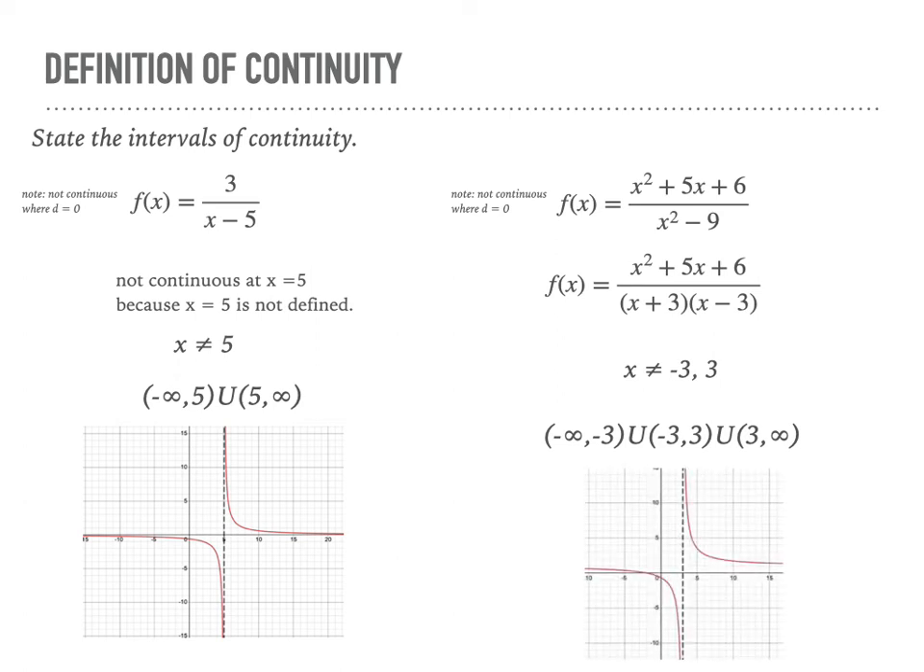Now, another way you can approach this problem is by simplifying both the numerator and denominator, and you can see that they're going to have a common factor and then cancel those out. But the intervals of continuity is still the same because even when a hole occurs in a graph, that function is still not considered continuous because the function isn't defined at that hole.